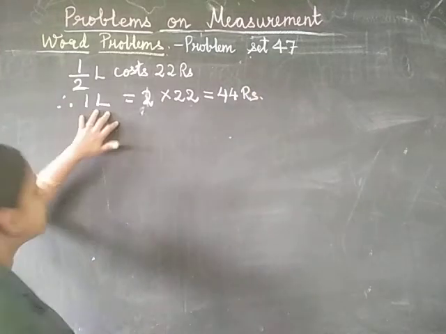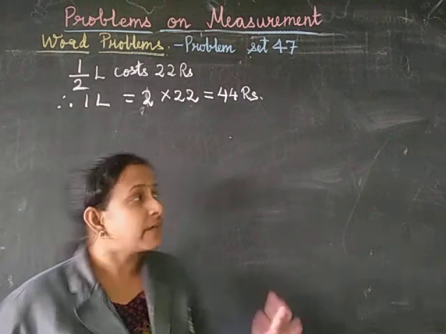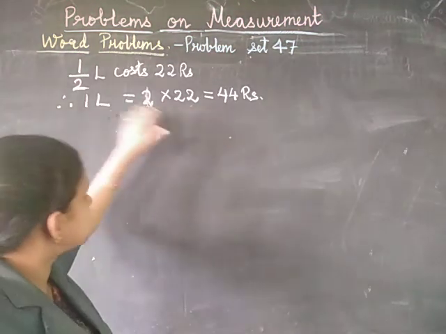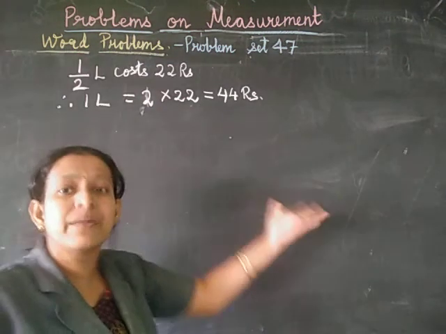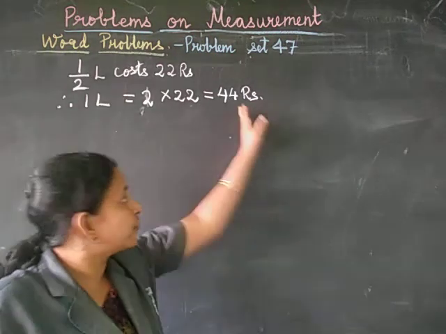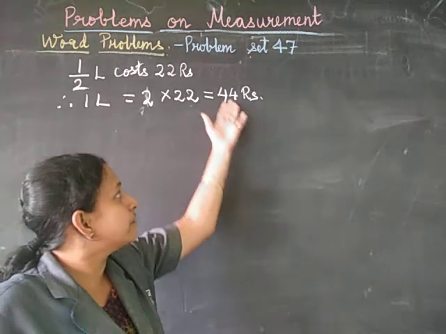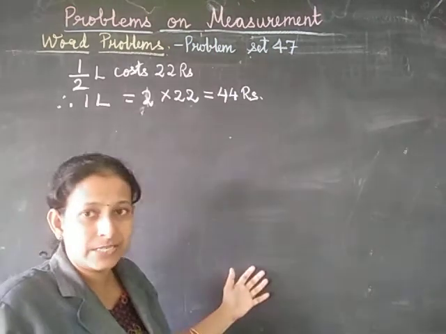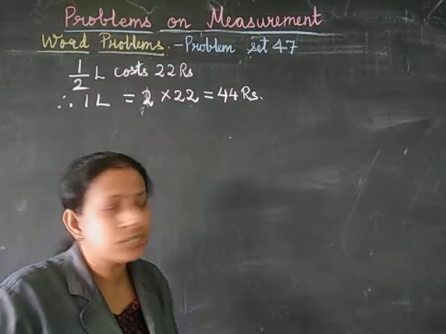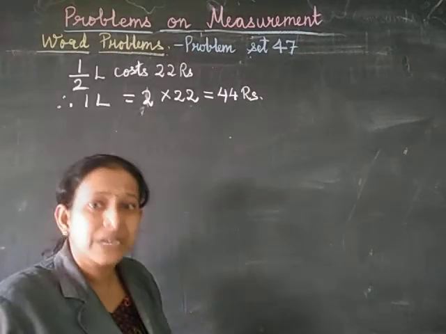Now we have found out for 1 liter. We need to find out for 7 liters. So how can we find 7 liters? Can we add 44 seven times, or is it better to multiply 44 by 7? You know that when we cannot add so many times, we have to do multiplication. Therefore, we will multiply 44 by 7.